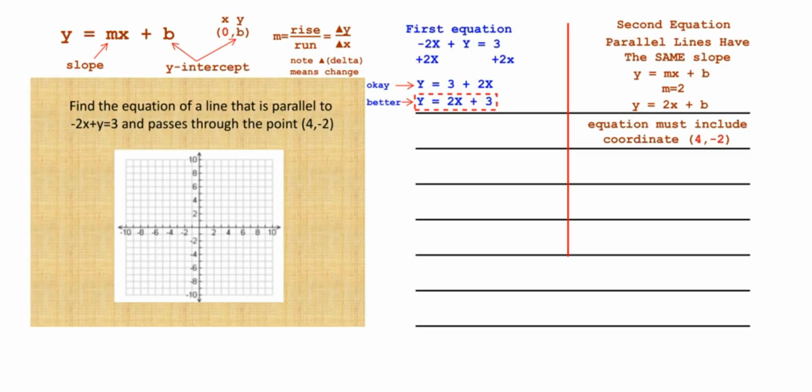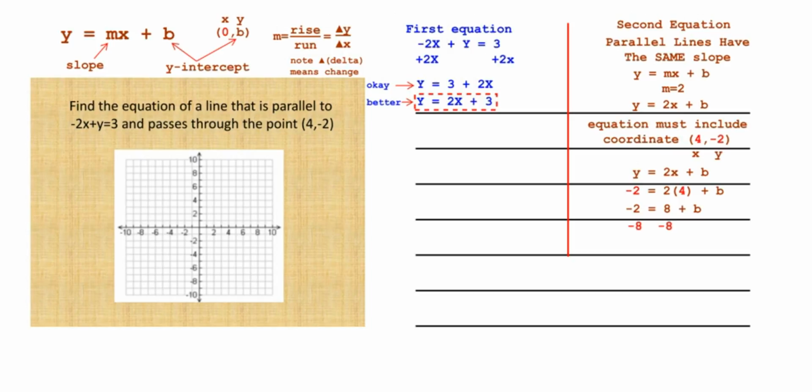Notice that the equation must include the coordinate that we were given. The coordinate given is (4, negative 2). So we're going to substitute it into our y and x values. Keep in mind, a coordinate contains an x and a y. So the x value is 4, and the y value is negative 2. Let's try plugging it into our equation. So negative 2 equals 2 times, in parentheses, the 4 representing the x, and then plus b. Simplifying this, 2 times 4 gives us 8. So we have negative 2 equals 8 plus b.